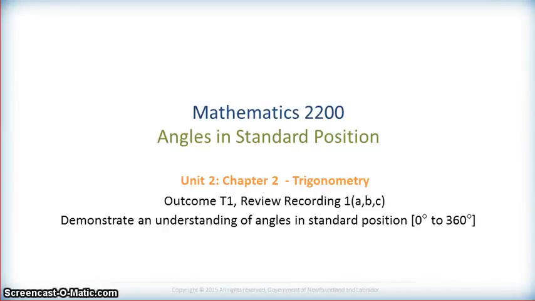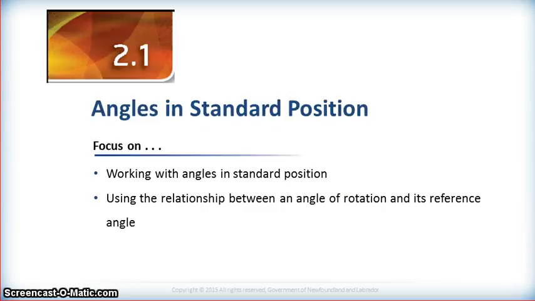This is our review recording for the material from instructional recordings A1A, B, and C in our series on angles in standard position, Unit 2, Chapter 2, Trigonometry for Mathematics 2200. In this recording, we'll do some examples associated with working with angles in standard position and the relationships between an angle of rotation and its reference angle.